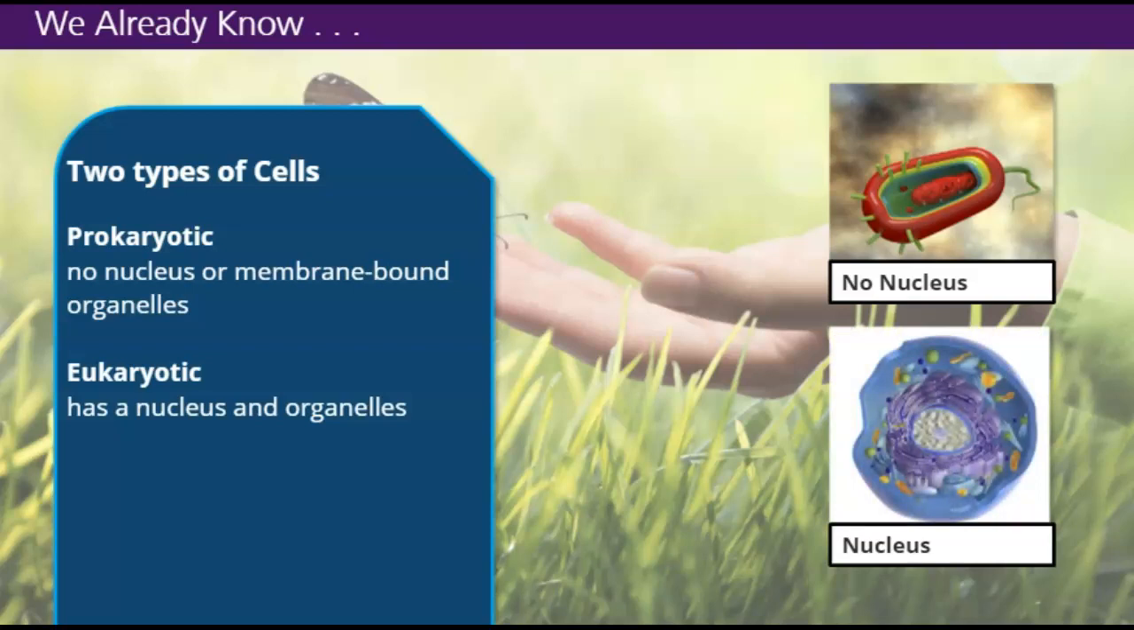Eukaryotic cells have organelles, or tiny organs, that have particular functions for the cell. These jobs keep the cell stable and help maintain homeostasis.